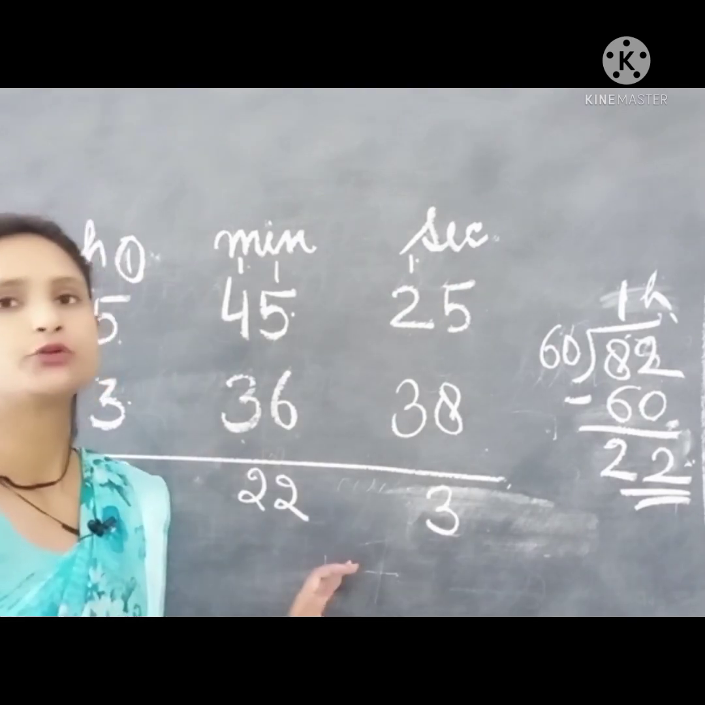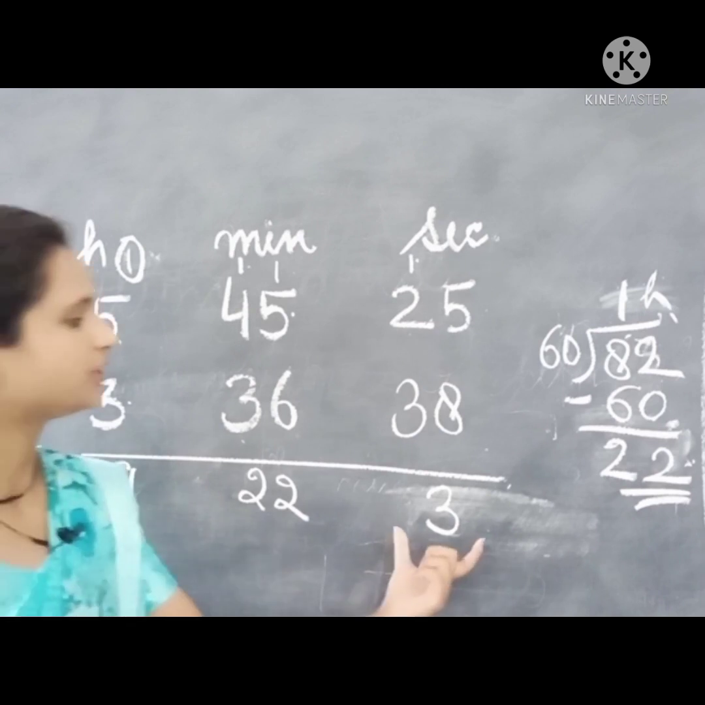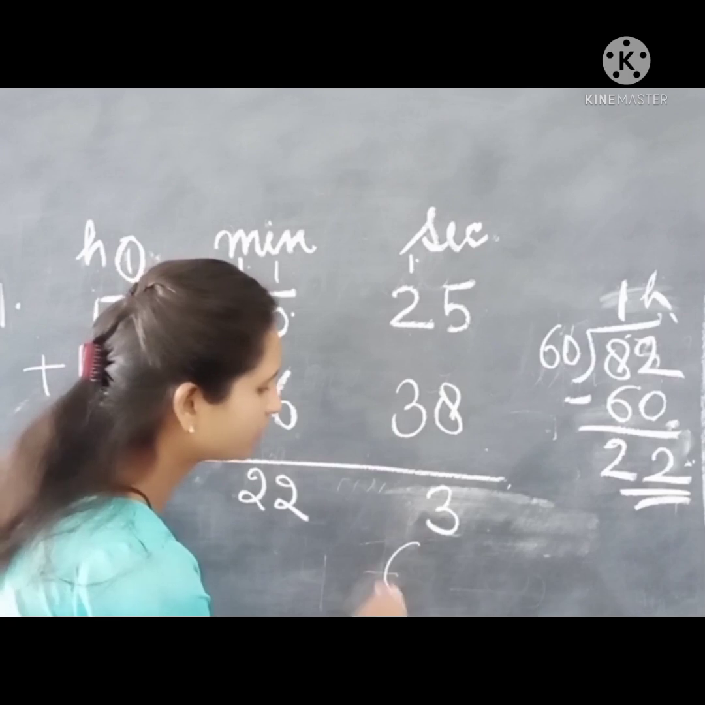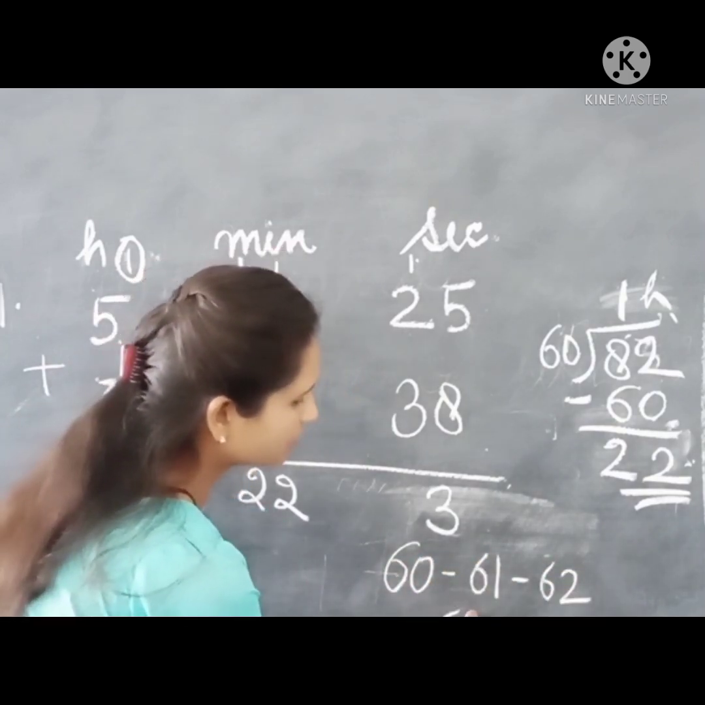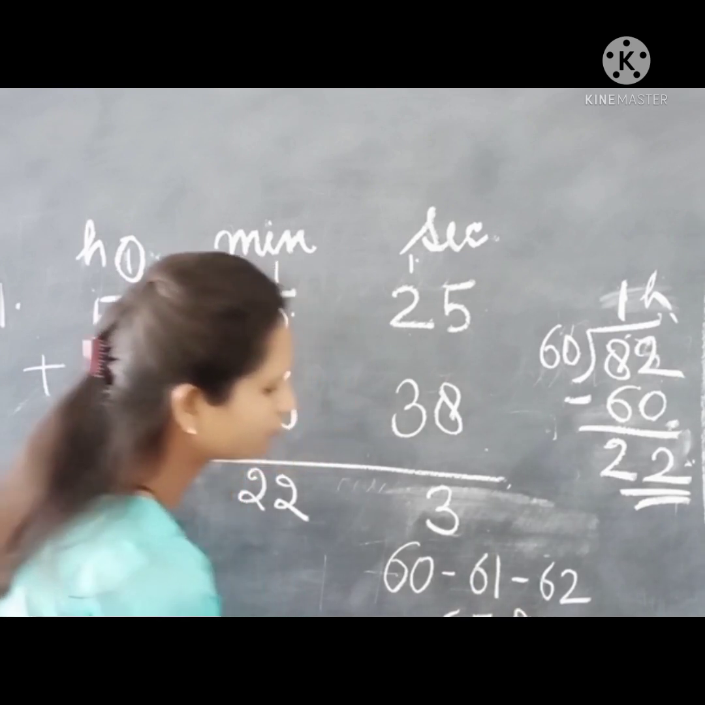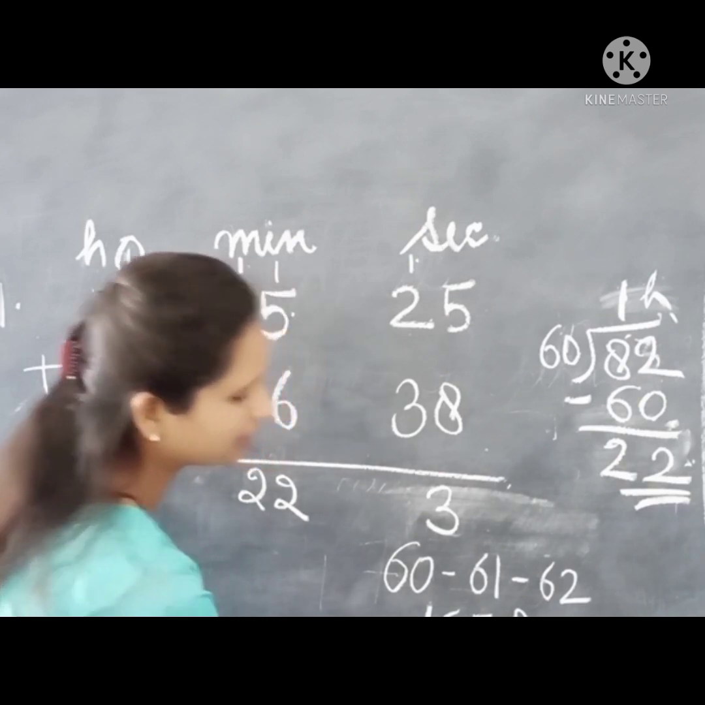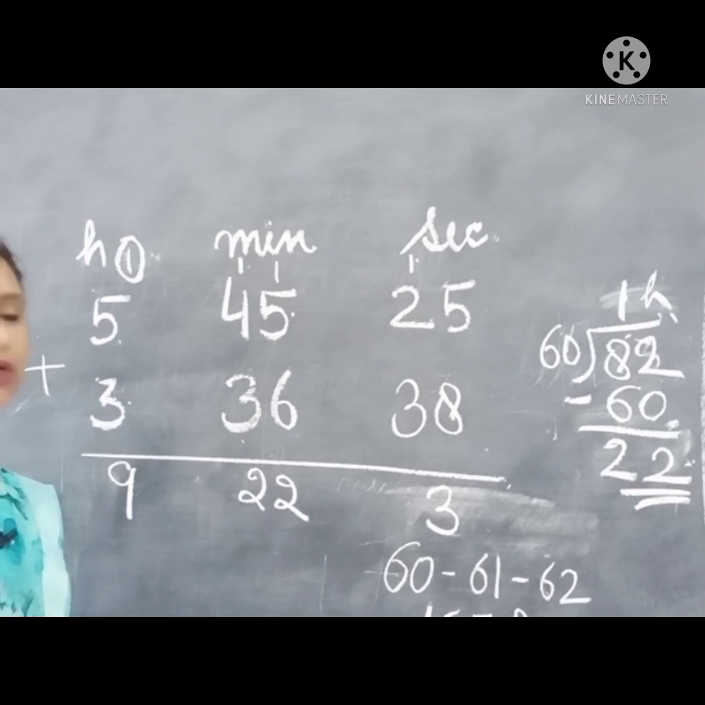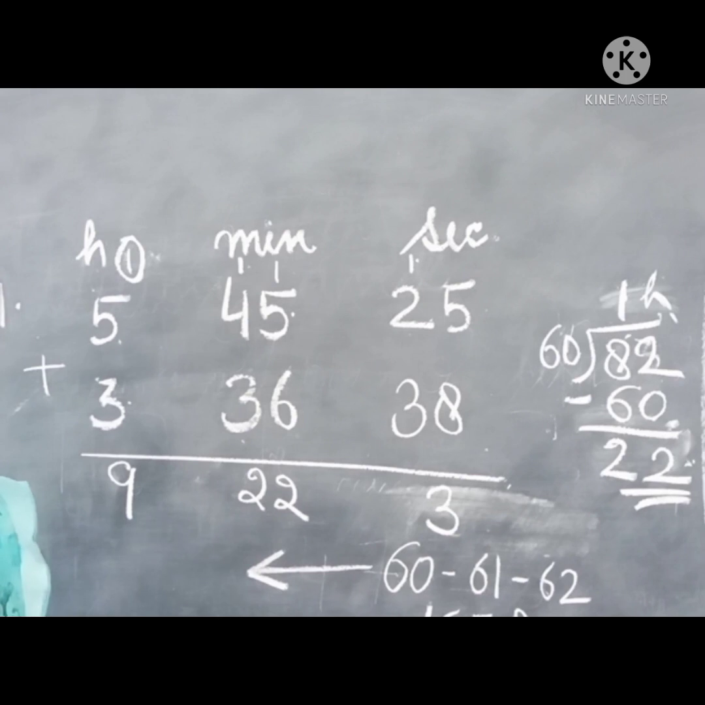I hope you remember the concept that I told you in a previous topic, that if our sum comes greater than 60, like 61, 62, 65, 83, 165, 189, 264, then we have to divide these digits with 60. But if it comes less than 60, then there is no need to divide it with 60.